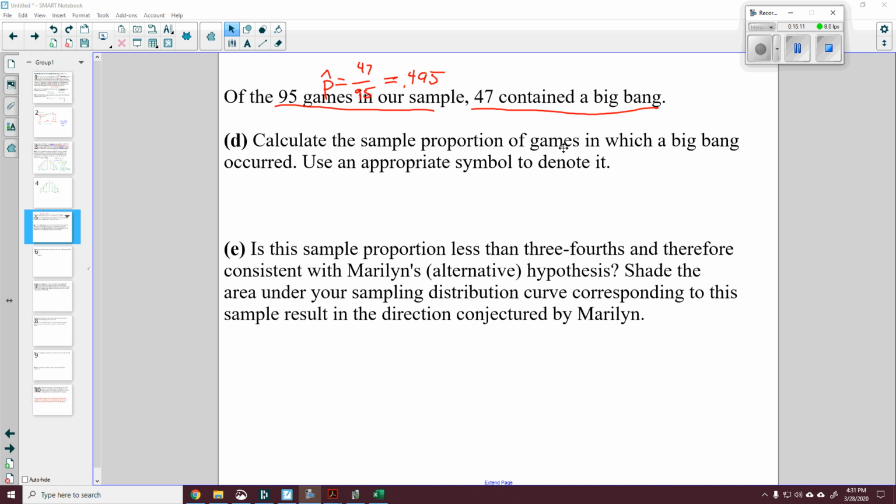Well, now I'm going to look at our actual sample. We discussed this a little bit earlier. 47 contained a big bang out of the 95 games. So my p hat, my actual sample proportion, was 0.495. The question asks, is this sample proportion less than 3/4? Well, yeah, I would say 0.495 is definitely less than 0.750.